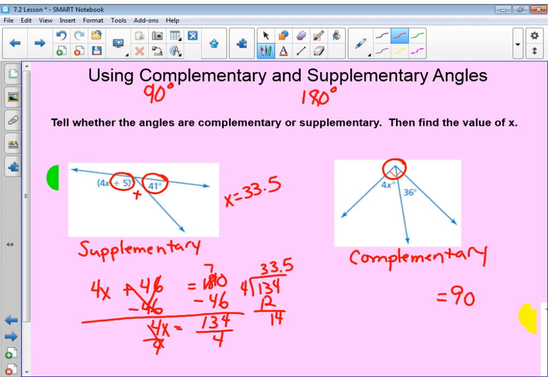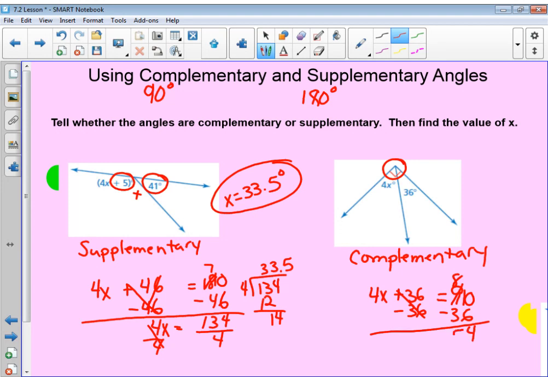And yes, you can use a calculator for this. Okay, I'm not checking your long division. And these have to equal 90, so 4x plus a 36 is LIC. So minus 36. So divide by 4, divide by 4. 54 divided by 4 gives me 13.5. So x equals 13.5. And once again, yes, you can have a decimal for a degree measure.